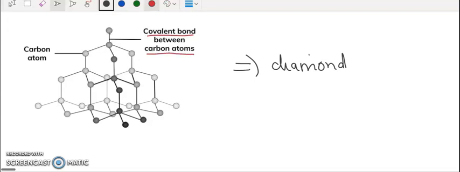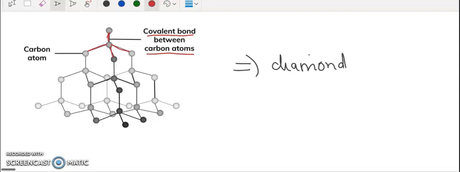Can you see that each carbon is connected with another carbon, and therefore it forms four covalent bonds. Because of this, it's called a giant covalent structure, and it is very rigid. It is a very hard solid with high melting and boiling points, because the covalent bonds are so strong that you need a lot of energy to break them down.